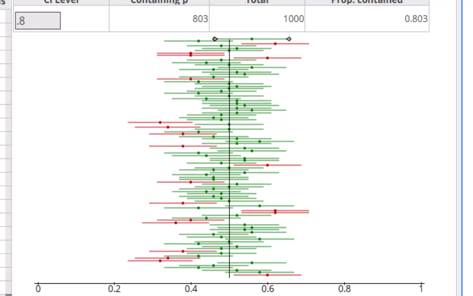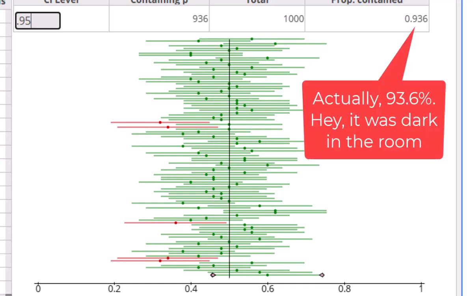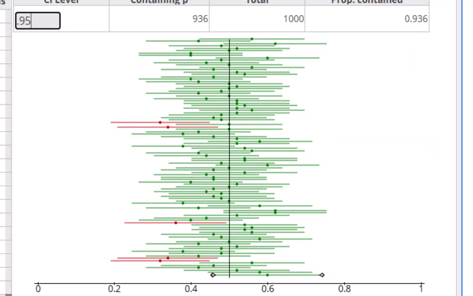What would happen if I went to 95% confident? What's going to happen to those intervals? They're going to get bigger. A bigger net is more likely to catch that parameter. So let's do that. Let's go to 95%. They got bigger. Look out on the right, it says 95.6% of them caught that parameter. Again, that black line going down the middle is the parameter. So we're trying to guess.